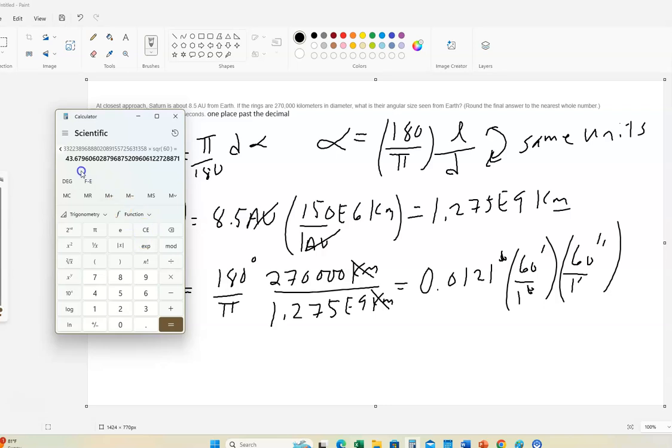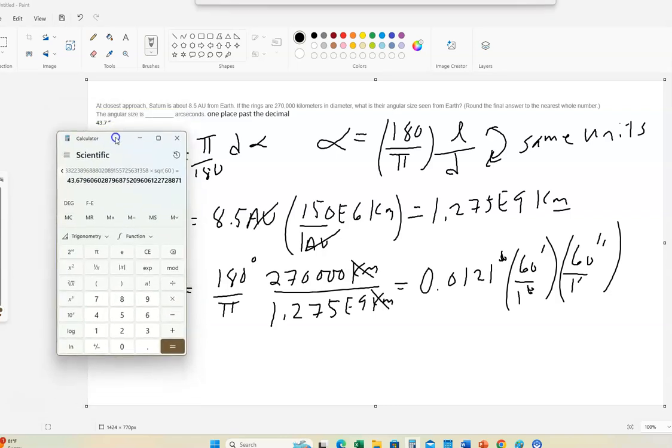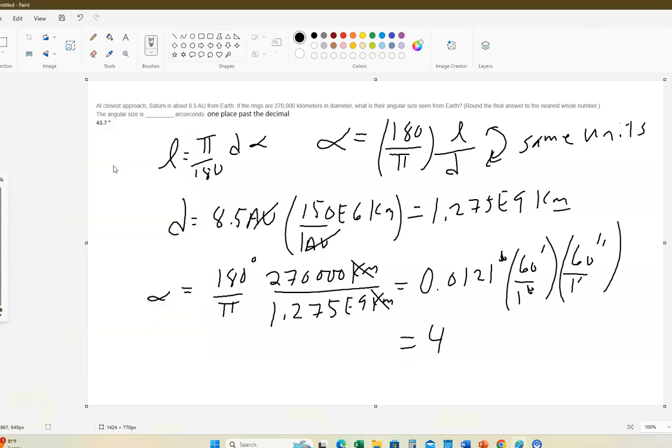All right, so there it is, 43.67, right? And since the 7 is greater than 5, I round that up to 43.7. Let's see, didn't I put that? Yeah, there it is right there. So the answer is 43.7. And of course, you could write the word arc seconds, or you could use the double hash marks. That works too. All right, so anyhow, that's number 6.